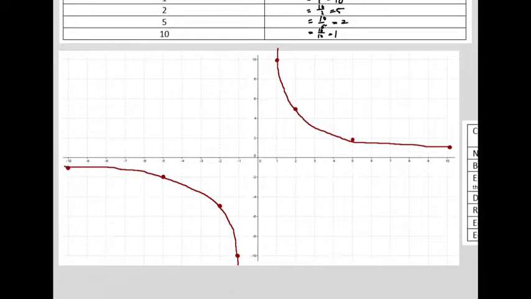And like we noticed in our table, there's an asymptote right on the y-axis. Okay, because you can't divide by 0. So that would be a vertical asymptote because it's going up and down. Would there be a horizontal asymptote? Yes. Where? On the x-axis.